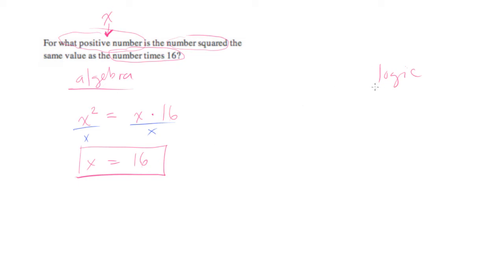Now, suppose you had tried to solve this problem using logic. What that would require is that you simultaneously keep in mind the idea of a number squared and a number times 16. Some people are very quick at using logic to solve problems, but as we saw, the algebra method is pretty quick also, so that's not really an advantage in this case. There are some disadvantages here, which is it might be slow.